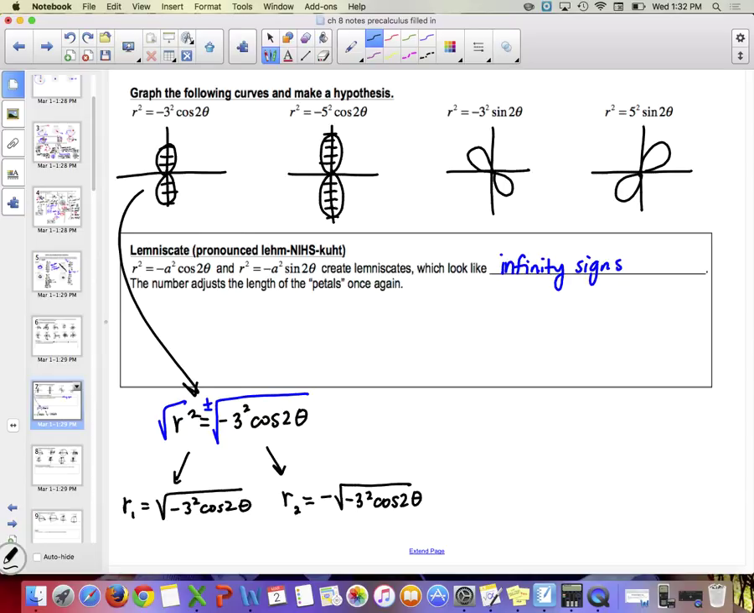What do you guys notice about the cosine ones? What do you notice about the sine ones? Cosine is straight up and down, right? And it goes to a height of 3 and down to -3. And this one goes to a height of 5 and it goes down to -5. Okay, so that's why I left it as something squared so you can see what those numbers are.